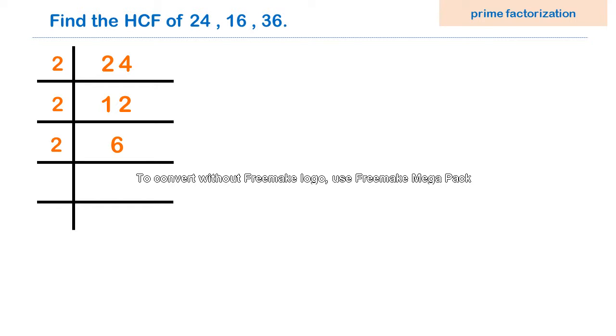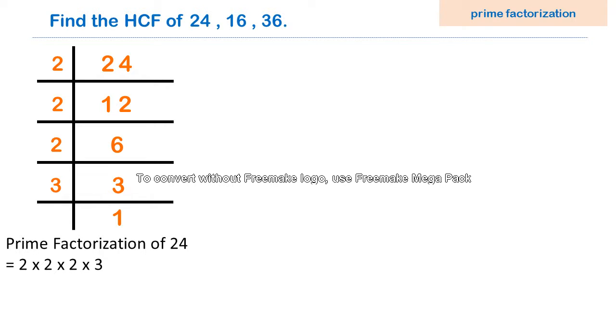We get 3. So write 3 below the 6. But 3 is an odd number, so we divide 3 by the next smallest odd prime number 3. So write 3 to the left of 3 and divide. We get 1. If we get 1, this means we need to stop here. So the prime factorization of 24 is equal to 2 multiplied by 2 multiplied by 2 multiplied by 3.